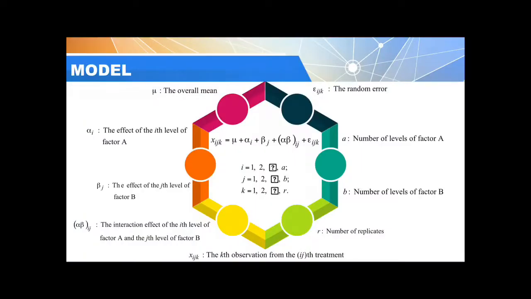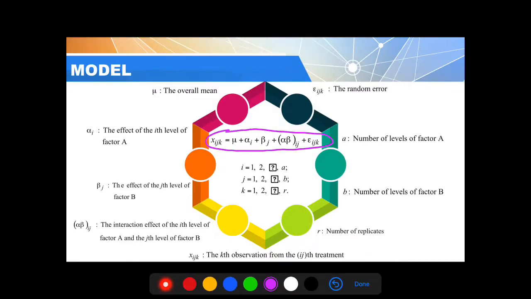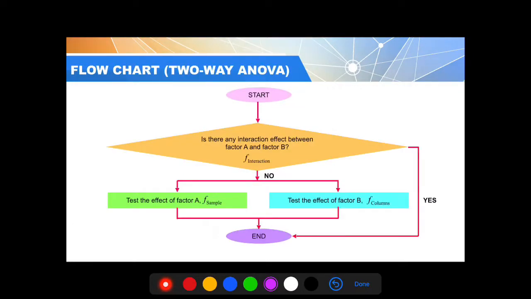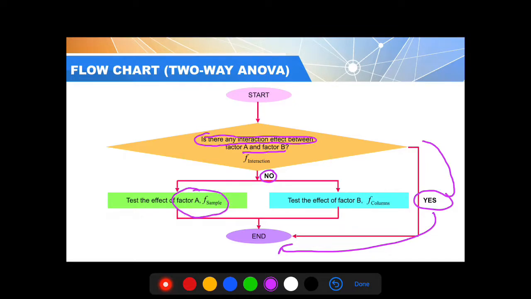So this one is the model for two-way ANOVA. You will have this one. And then the flow chart for two-way ANOVA, you have to remember this one. When we start the process, we will test, is there any interaction effect between factor A and factor B? If there is an interaction effect, yes, you have to stop the process. If no interaction effect between factor A and factor B, you have to test the effect of factor A and the effect of factor B. So don't worry much, we will look at it from the example later on.